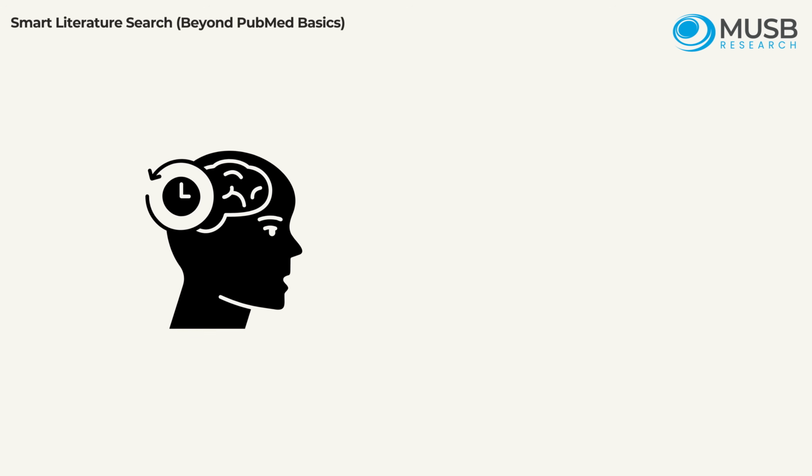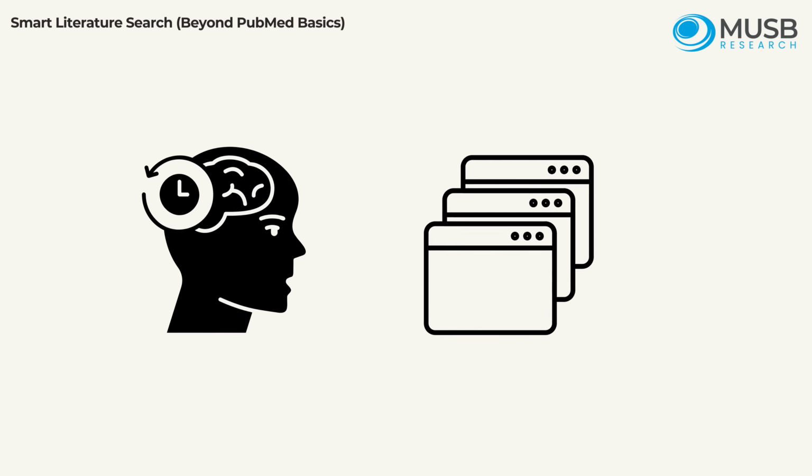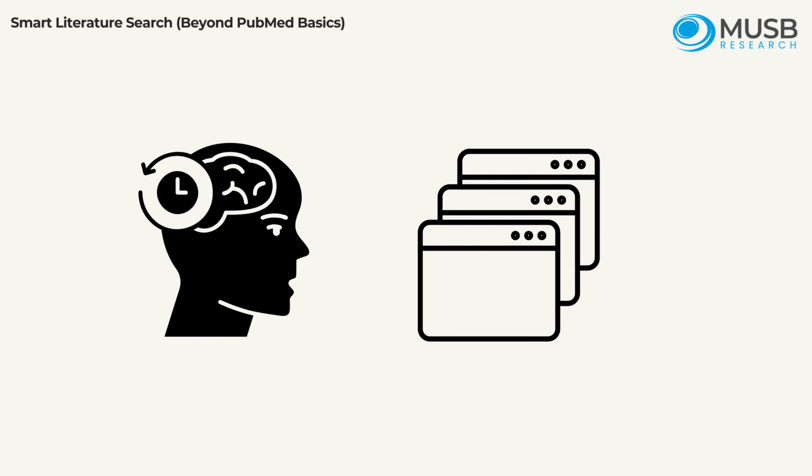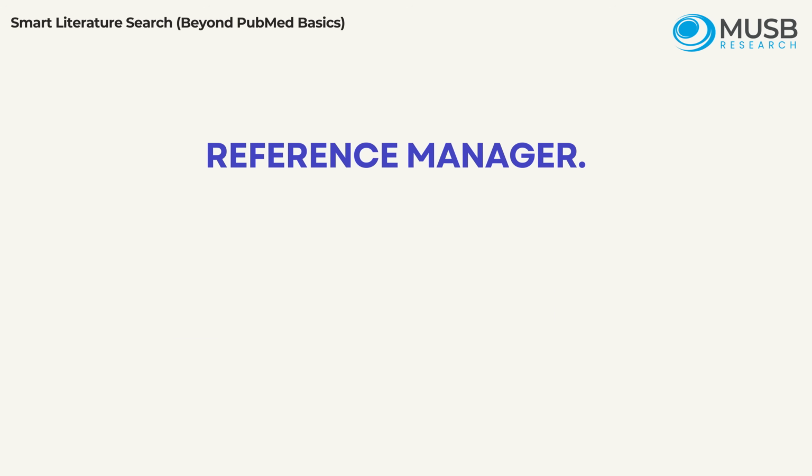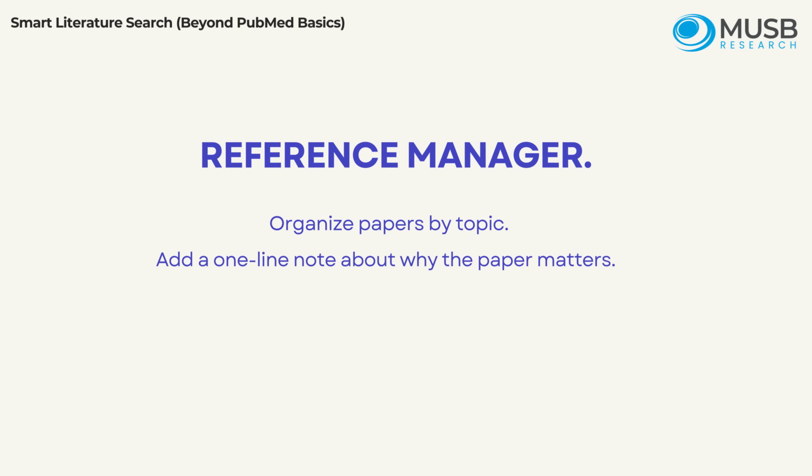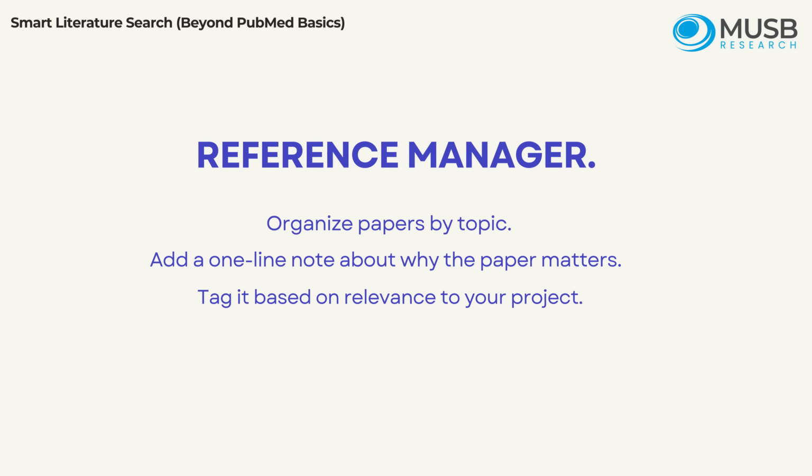Here's one final tip that can save your sanity as a researcher. Do not rely on memory. And definitely do not rely on dozens of open browser tabs. Instead, use a reference manager. It doesn't have to be complicated. At a minimum, you should organize papers by topic. Add a one-line note about why the paper matters. And tag it based on relevance to your project.